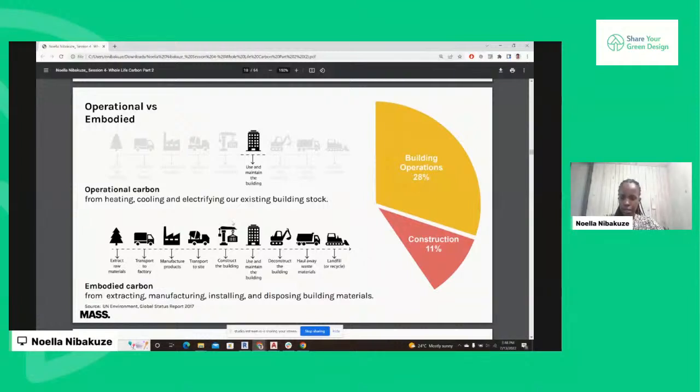So we realized that, yes, even though we've put a lot of efforts in the past, all of us, in the operations, it was time also to think about how we build our buildings from raw to construction.